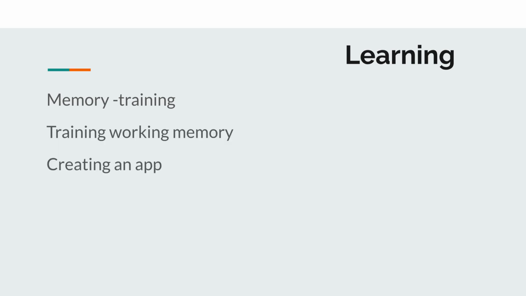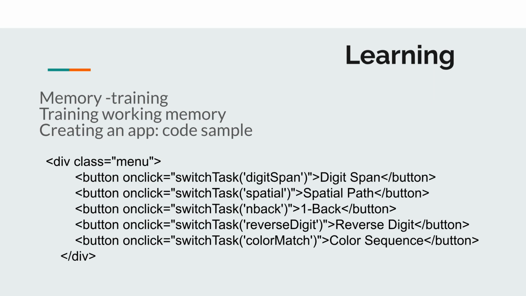Training working memory can be done through dual n-back, digit span, and visual spatial exercises to improve focus and processing speed. One approach to training memory is creating an app with various cognitive tasks. This is a code sample for a menu to switch between tasks like digit span, spatial path, and one-back.